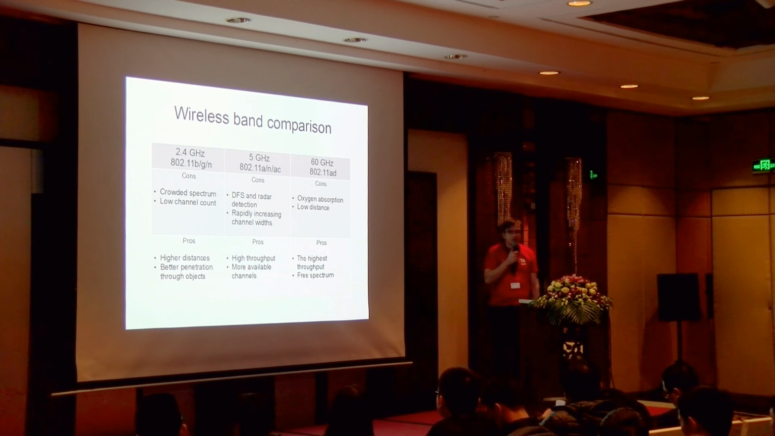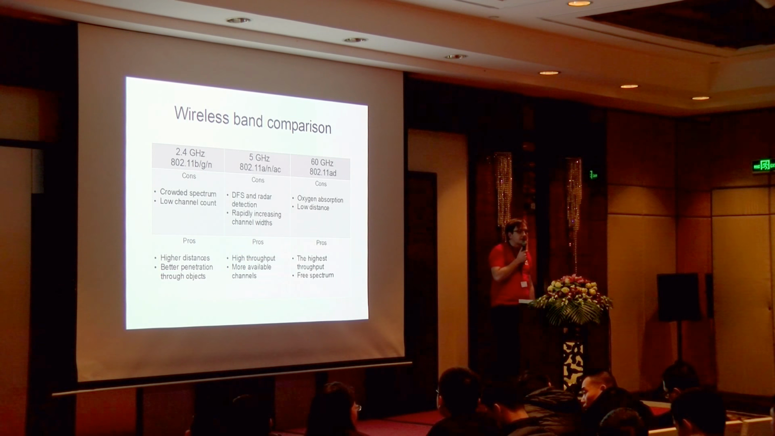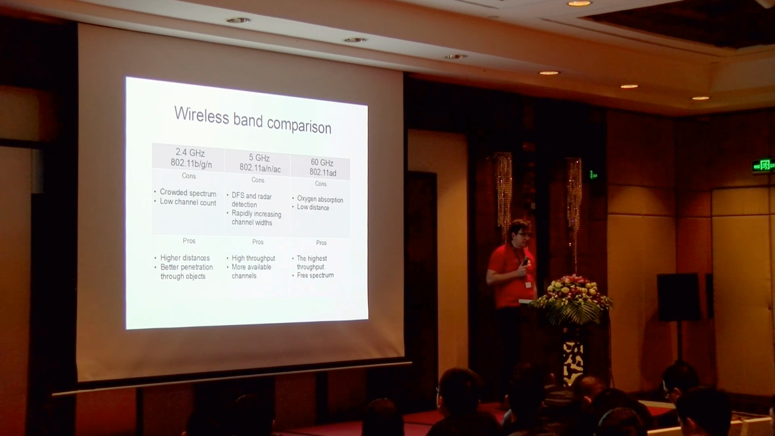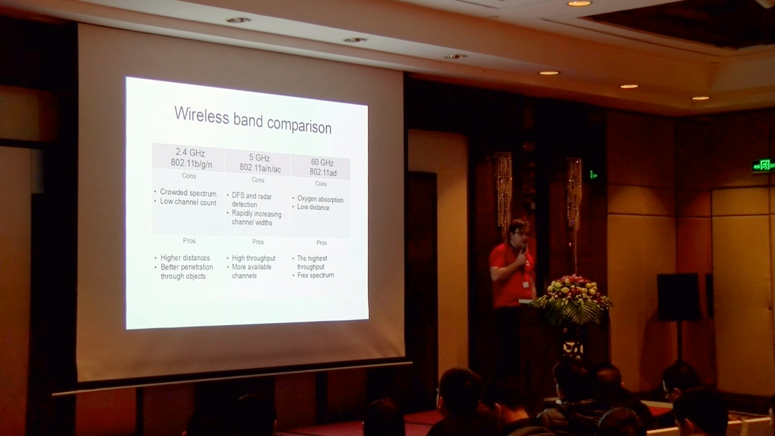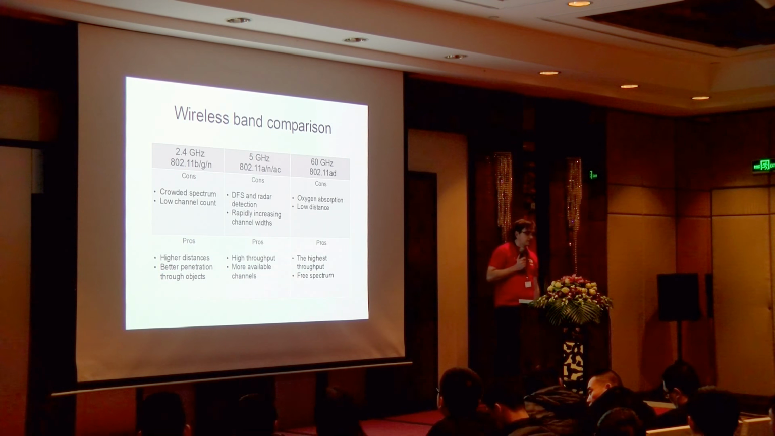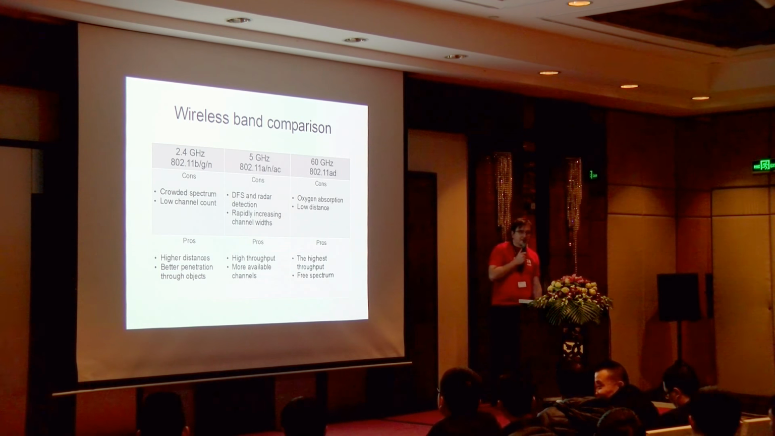Channels for 5 gigahertz are rapidly increasing. People started with 20 megahertz channels, then the N standard came with 40 megahertz channels, AC with 80 and 160 megahertz. Due to larger channels, we can get more throughput, and we have more available channels.